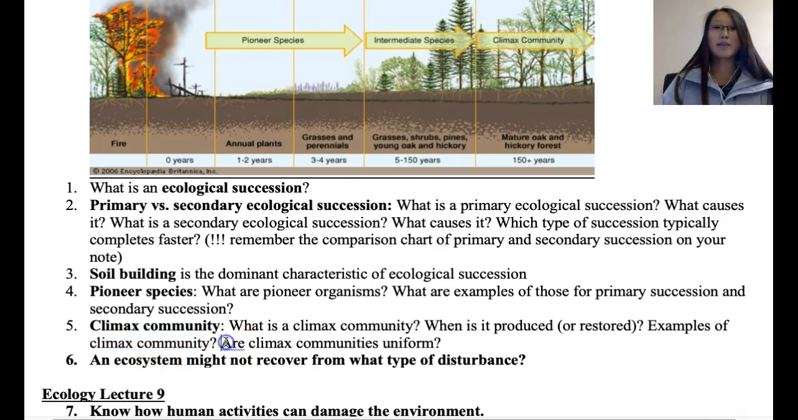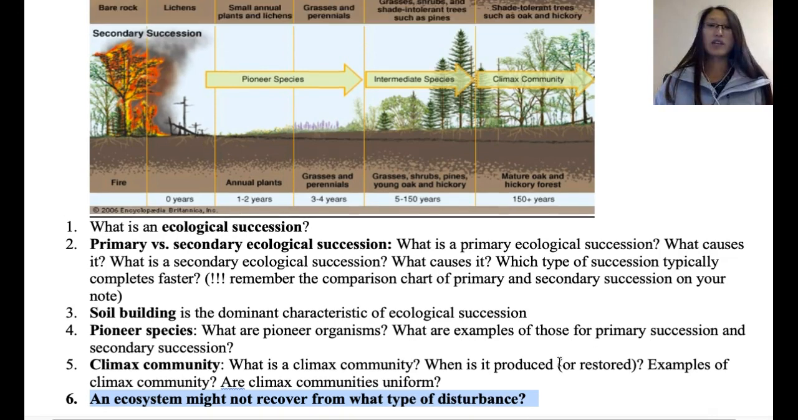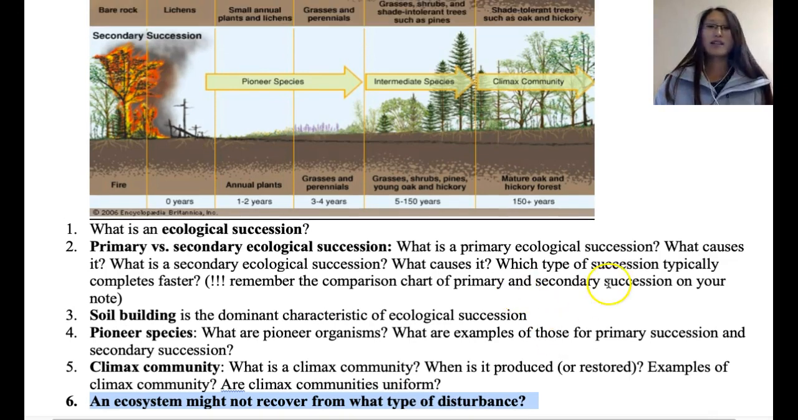And then are climax communities uniform? That means, in a climax community, for example, if you have a forest, are all parts of the forest the same? The answer is no, right? And then the next one is an ecosystem might not recover from which type of disturbance is the human disturbance. Of course, we're ruining everything. The reason for that is we could destroy a place so much that the ecosystem will just take way too long to recover.